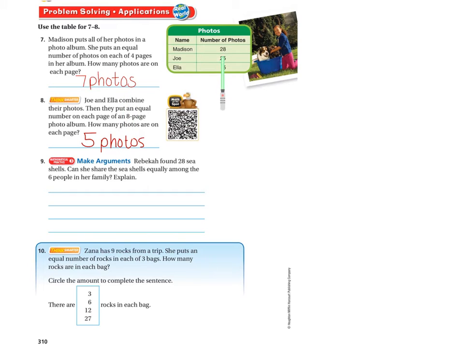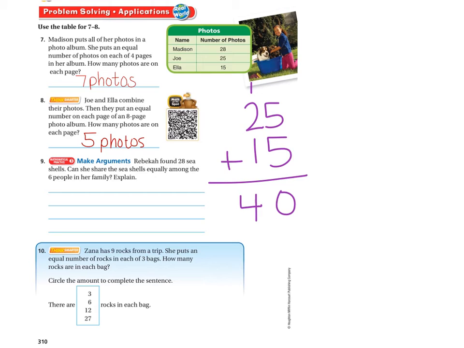So when I look at the chart, Joe had 25 photos, Ella had 15. So this is an addition problem. 25 plus 15, 5 plus 5 is 10, 1 plus 2 plus 1 is 4. Now we are putting those 40 photos on 8 pages.